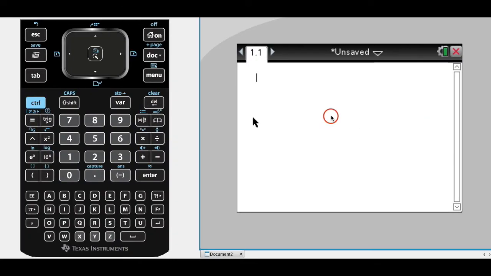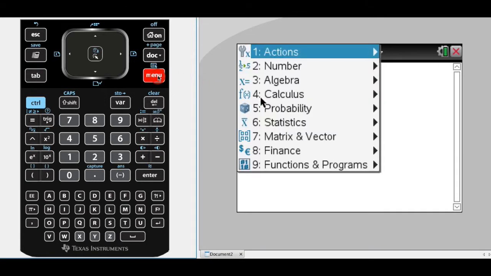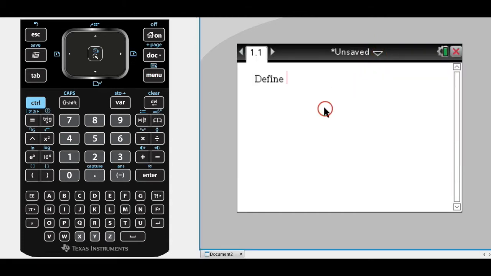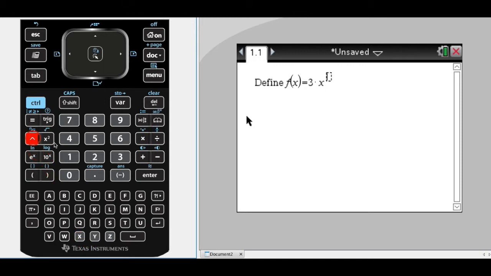My first job here is to define the function. So I'm going to go to Menu, Actions, and then Define. I'm going to define f of x. So it's f of x equaling 3x squared multiplied by the bracket x plus 2.